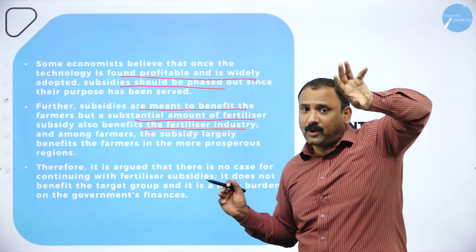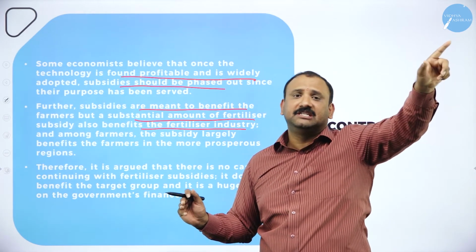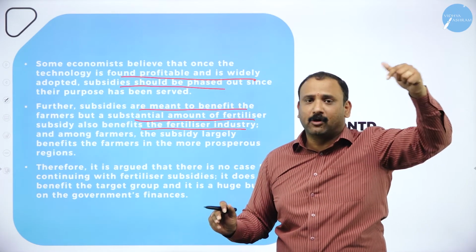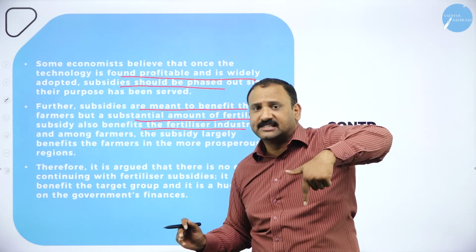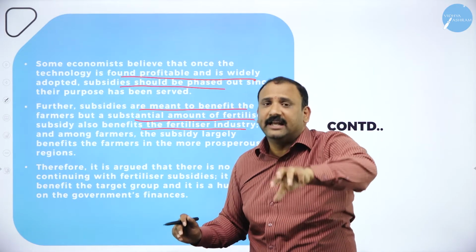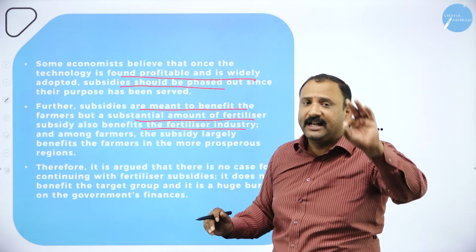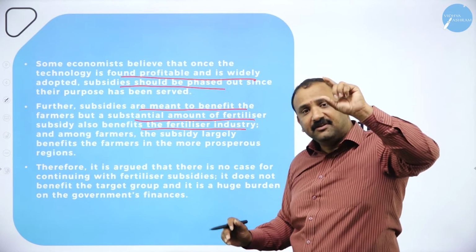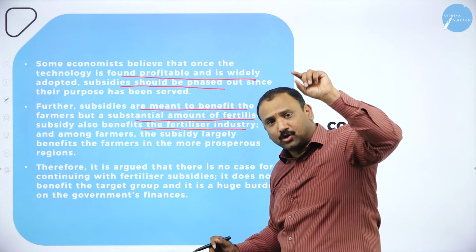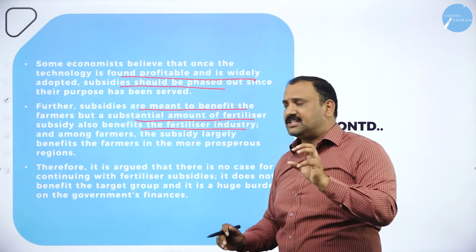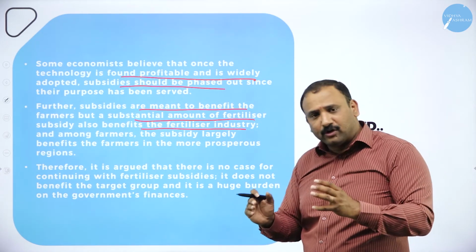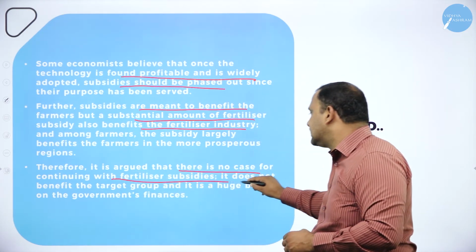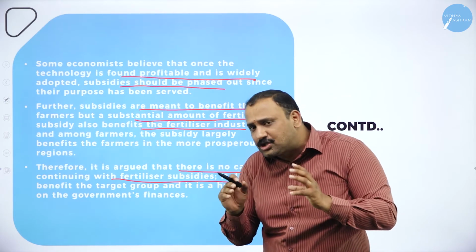Now let us try to understand the industry versus the farmer. On one side, the farmer might get benefited because of the subsidies. On the other side, people who are involved in manufacturing agro-related products like fertilizers, manure or pesticides are also benefited, and they too get connected with the subsidies altogether. Therefore, it is argued that there is no case for continuing with fertilizer subsidies because they do not actually benefit the target group.